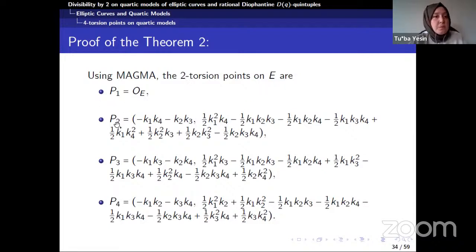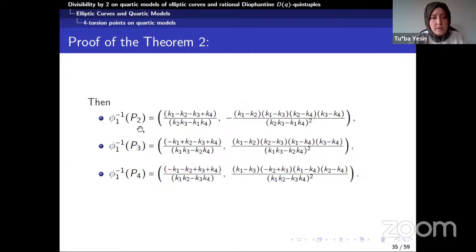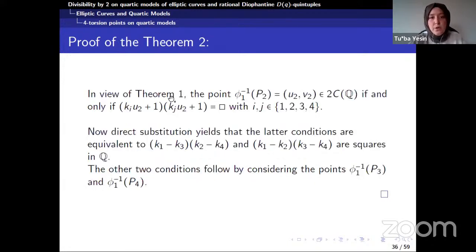That means 2 times P2 is the point at infinity, and the same for the other P3 and P4. Okay, these are the two torsion points. For this one, we need to consider the preimage of these points as here. If the preimage of these points are double points, that means these are the four torsion points. To say the double points for this one, we need to use theorem 1.